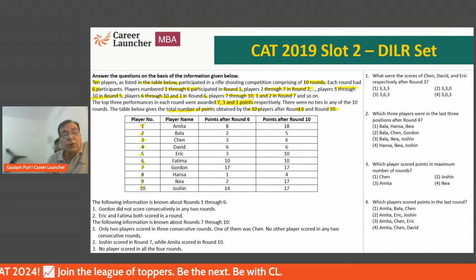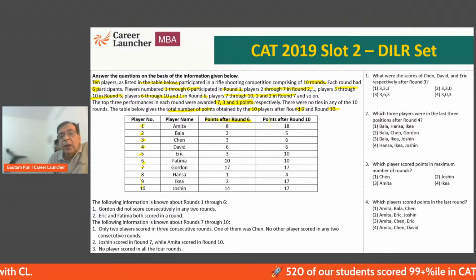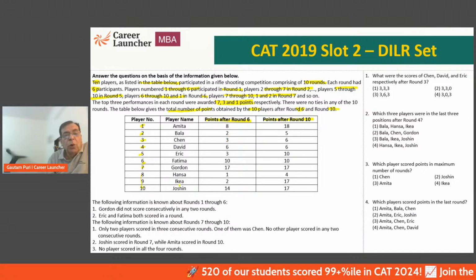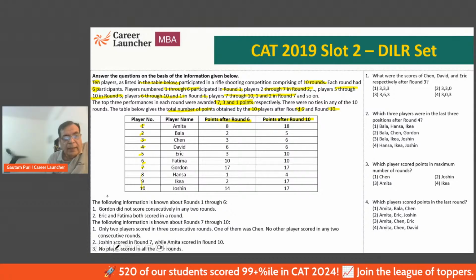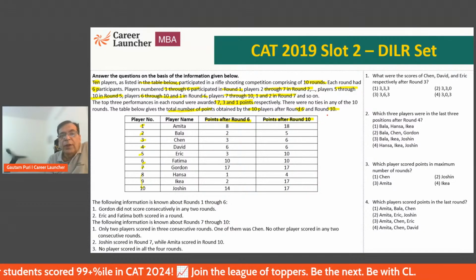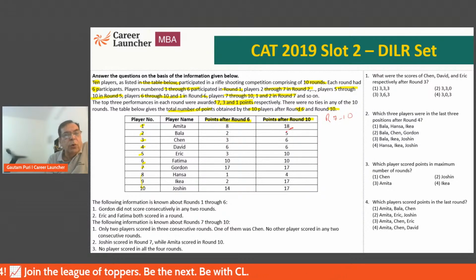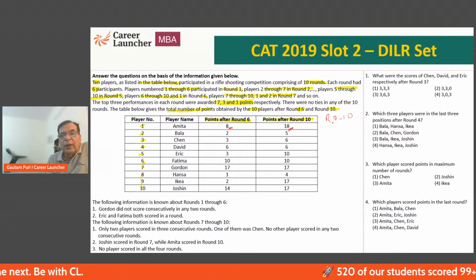So we don't have points throughout. We are told that after round 6, how many points are there for each of the players, and after round 10, how many points. So this also tells me that, for example, Amita, how many points has Amita scored in round 7 to 10? If I say round 7 to 10, total points she scored is 18. 8 points have been scored in the first 6 rounds. So in the next 4 rounds, she has scored 10 points.